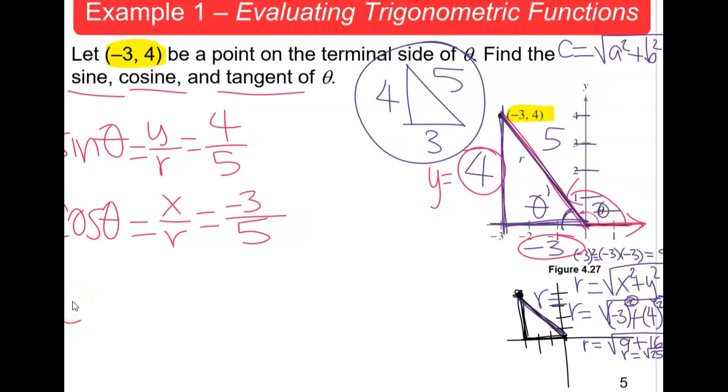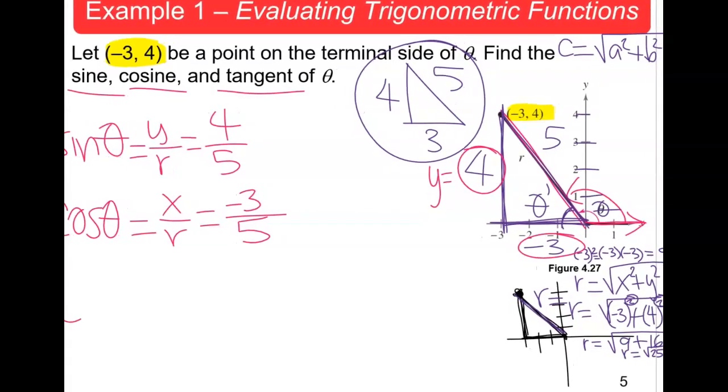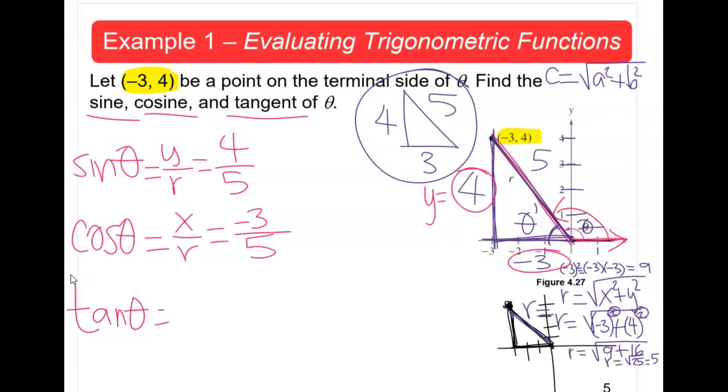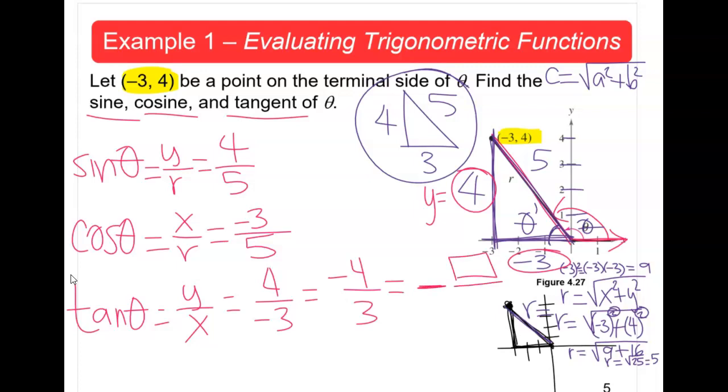For tangent, it is going to be y over x. And so the y is positive 4 and the x is negative 3. Now here you can make the choice of putting the negative with the 4 when you enter your answer on WebAssign, or you could also have the negative and then call that fraction tool, and the negative is kind of like right next to the fraction bar, and then you will put your 4 and your 3. So any of those answers will be okay. So let's move on to the next example, and here we just needed the first 3: sine, cosine, and tangent.